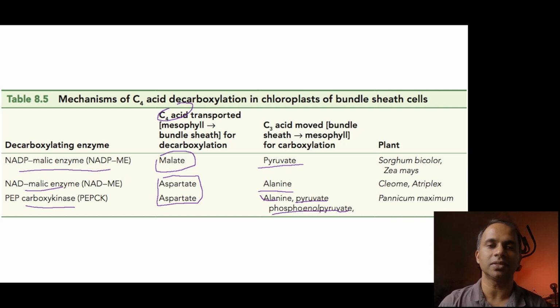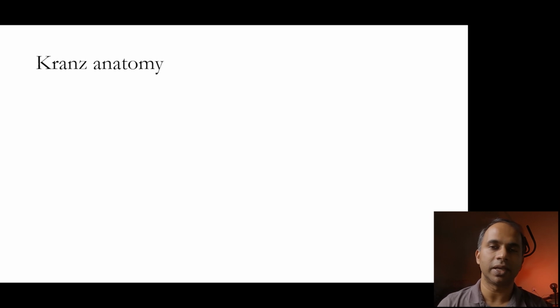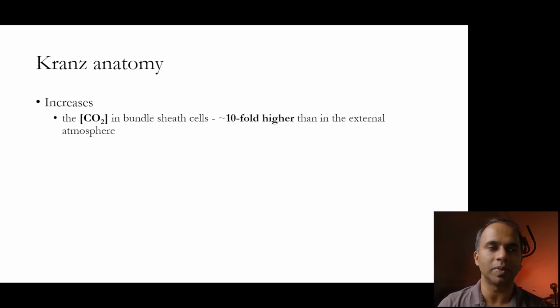So there are differences in which acid is transported into bundle sheath cells and which C3 acid moves back into mesophyll cells. Sorghum and sugarcane have NADP malic enzyme. Cleome or Atriplex plants have the NAD malic enzyme. And grasses like panicum have PEP carboxykinase. So remember, although you may have learned about only one enzyme, there is more than one enzyme involved in this C4 process. And when we talk about Kranz anatomy, the most significant thing is that because of this anatomical adaptation, it increases the CO2 concentration in the bundle sheath cells.